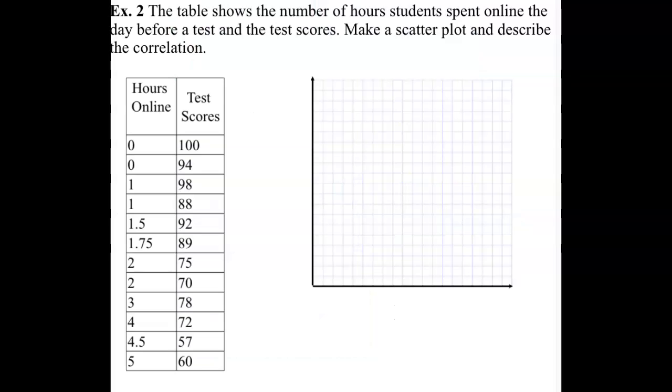So looking at our set of data here, the table shows the number of hours students spent online the day before a test and their test scores. Make a scatter plot and describe the correlation.